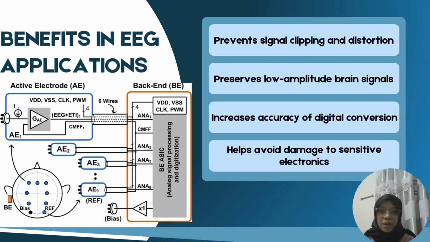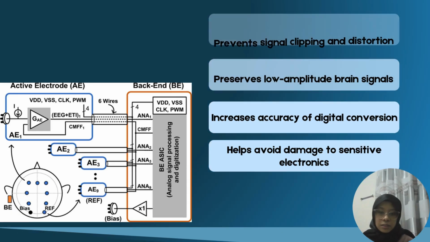There are several benefits of using clamper circuits in EEG signal processing. First, they prevent signal distortion caused by clipping. They also preserve the shape of low amplitude brainwaves. Next, they enable accurate digital conversion by the ADC. Lastly, they help protect sensitive downstream circuits from unexpected voltage levels. In short, clampers play a key role in ensuring reliable EEG readings.